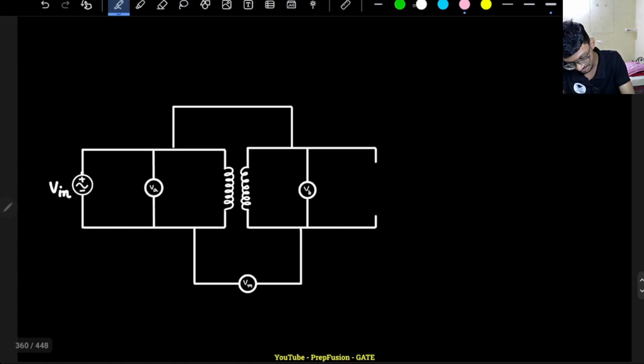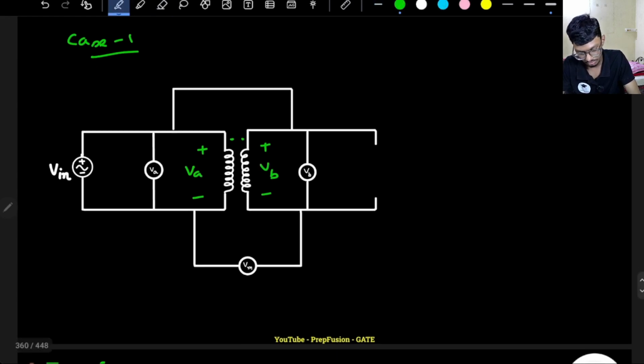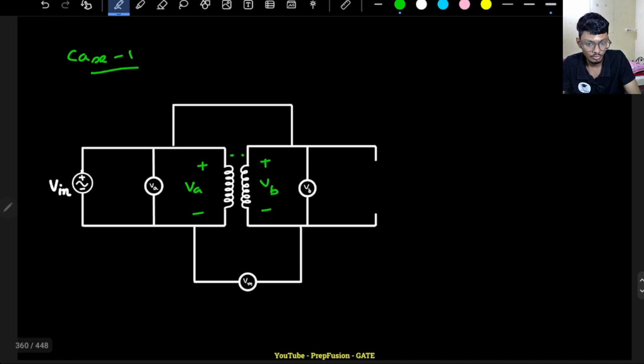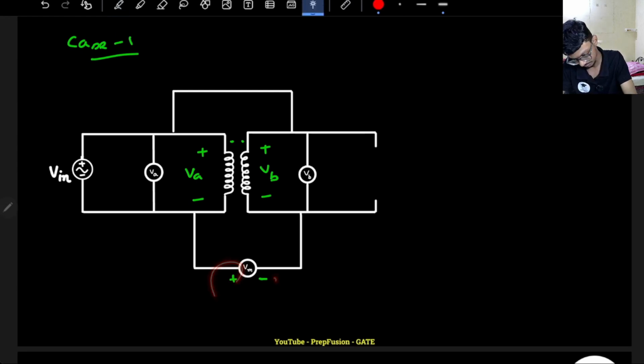Let's assume case one, where the shorted terminals are both dots. So this is a dot, this is also a dot. If both of them are dots, this will be some VA potential and this will be the VB potential, right? So it will be plus here, minus here, and plus here, minus here. This will be plus minus VA, this will be plus minus VB. Now what will the voltmeter reading be? The voltmeter is connected like this, so this is the higher potential, this is the lower potential.